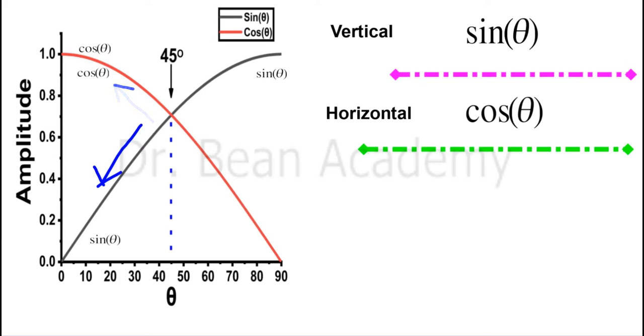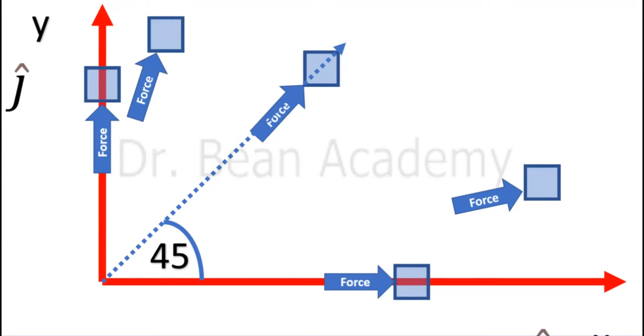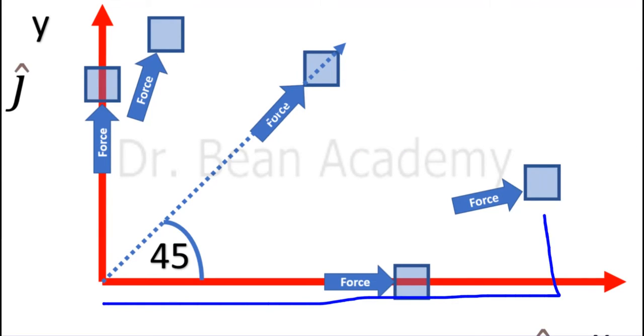We already know that sine of theta is related to the vertical and cosine of theta is related to the horizontal component. It means that in the area below 45 degrees, the horizontal component will keep on increasing, but on the other hand, the vertical component will decrease. It means the block will go faster horizontally and slower vertically.